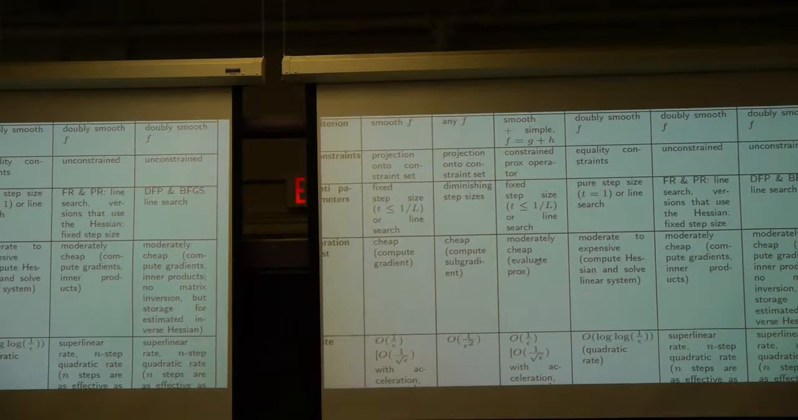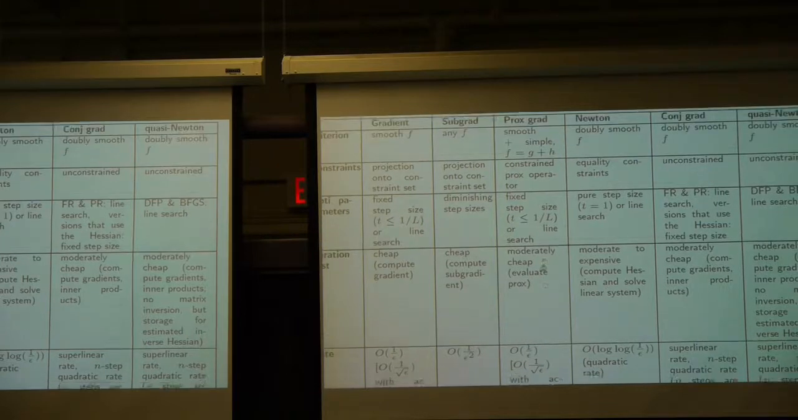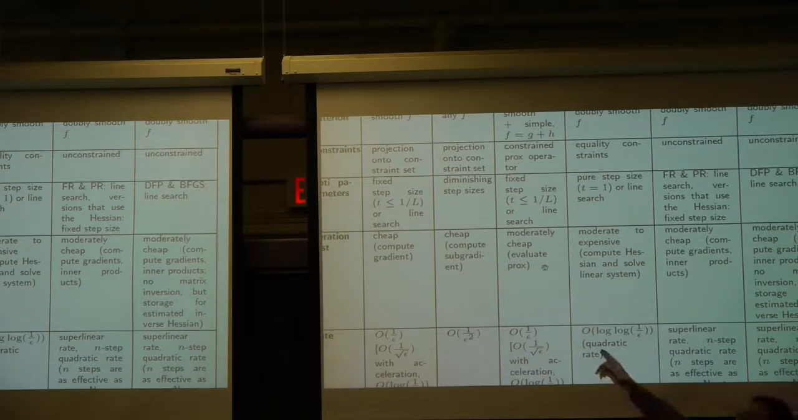For proximal gradient descent or generalized gradient descent, we have to evaluate the prox at each iteration. So that's, I put moderately cheap, but that could be as cheap as evaluating a gradient. It could be just linear time, for example, soft thresholding, or it could be pretty expensive if the prox is more complicated. So it really depends on what h is. We typically would not even run proximal gradient descent unless h had a prox operator that was somewhat reasonable.